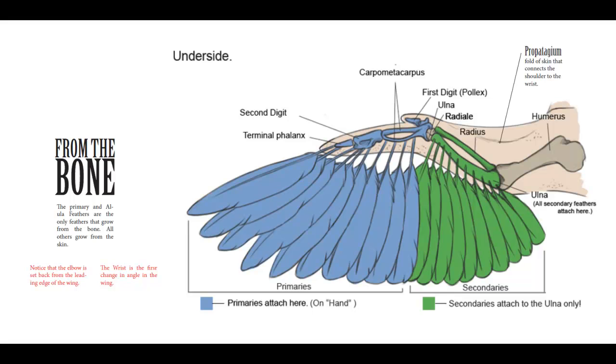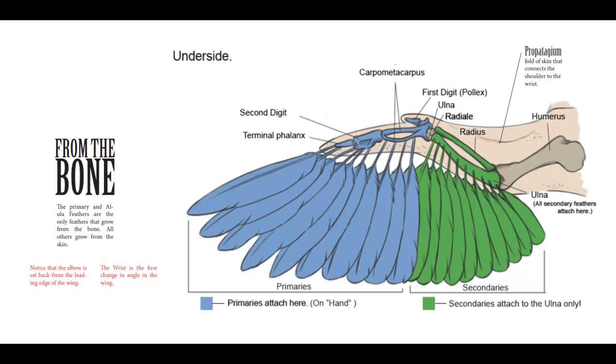Note that the elbow is hidden inside the wing, and that the first directional change in the wing is at the wrist, not the elbow. Also note that when the wing is fully outstretched, the elbow is still bent. In addition, the skin that attaches the shoulder to the wrist is called the propatagium, and is the foundation for the leading edge of the wing.